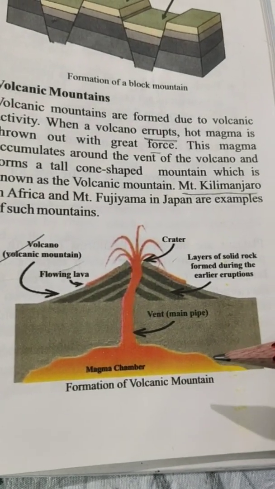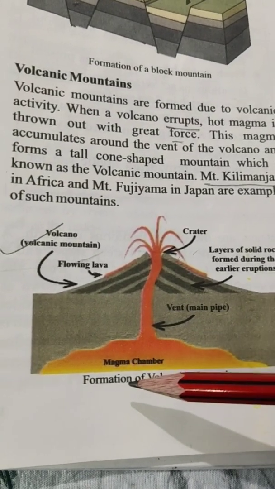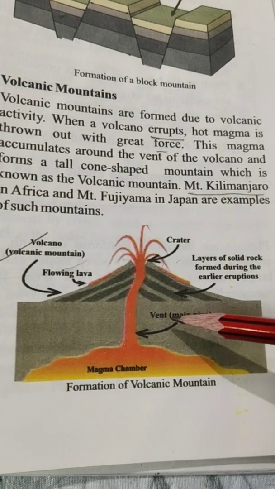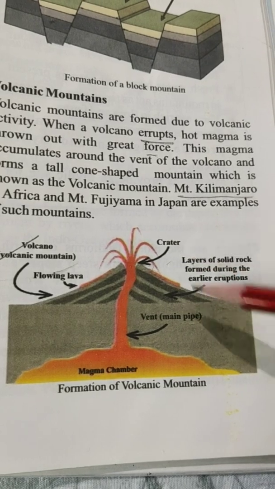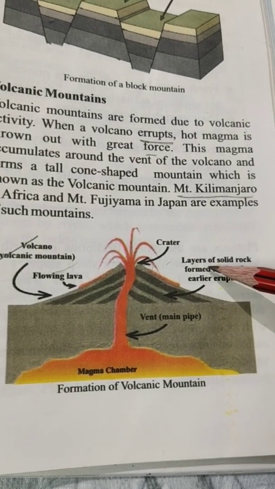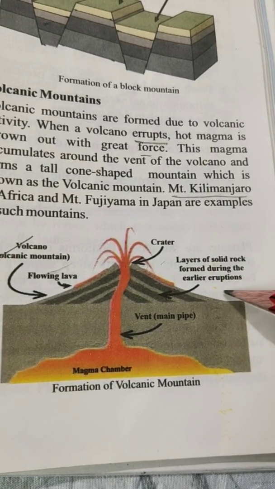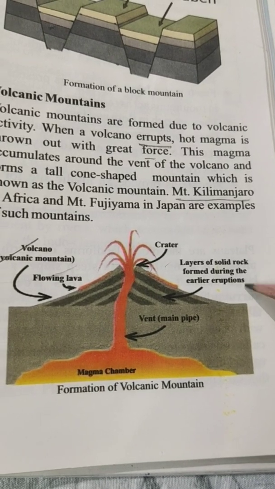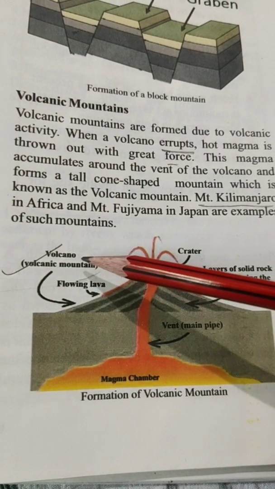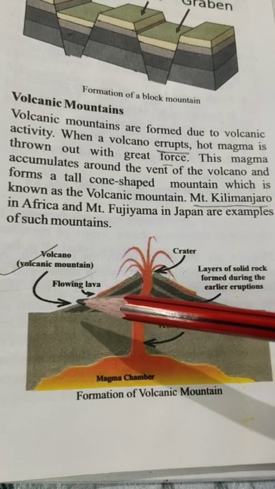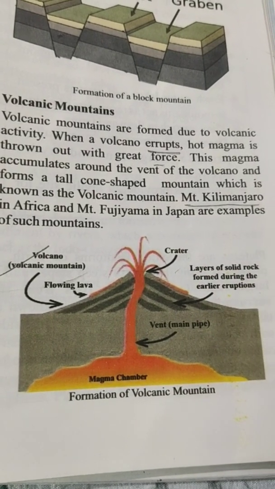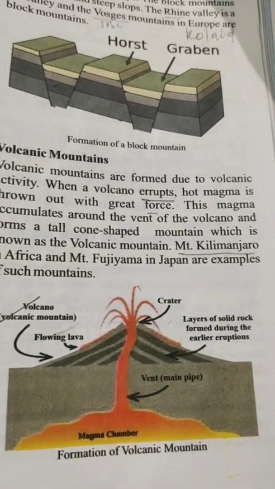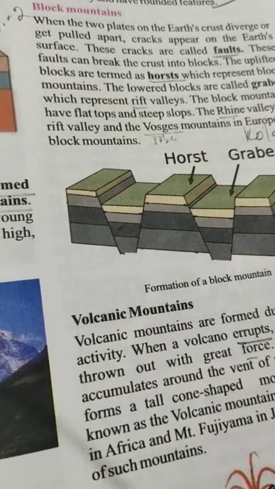See, formation of volcanic mountain. This is magma chamber, this is vent, main pipe, this is crater, this is layer of solid rock formed during the earlier eruptions. This is volcano, volcanic mountain, flowing lava. Children, this diagram you draw in the geography copy. Turn the page.